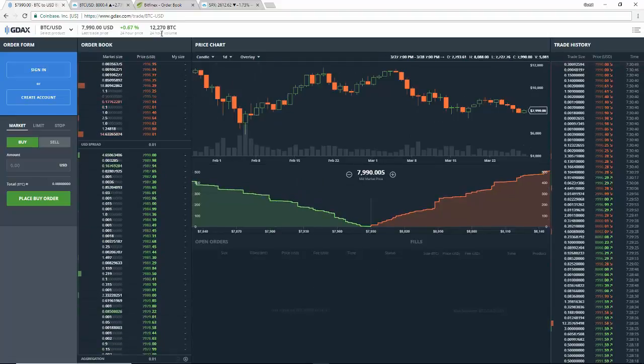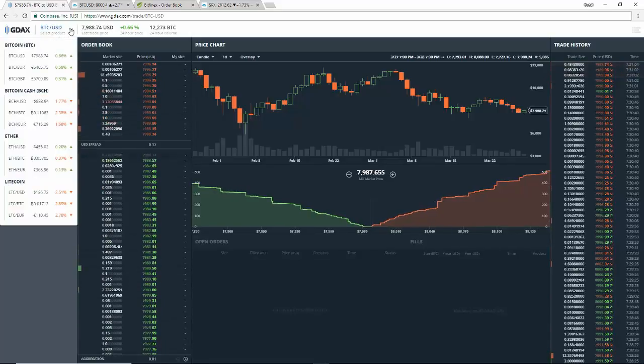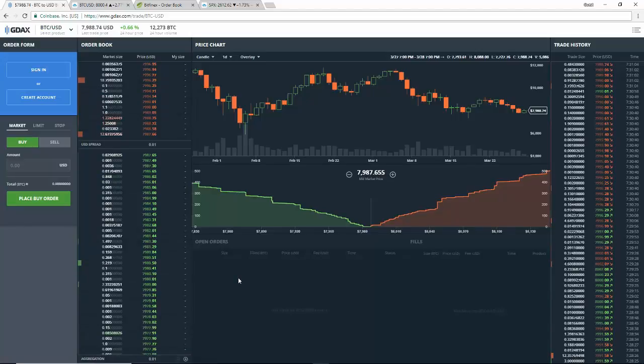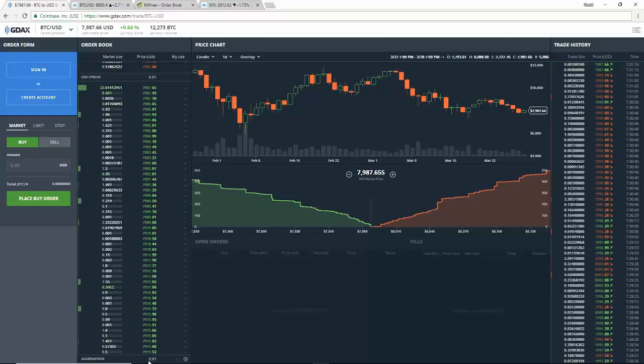Over the last 24 hours, at the time of this recording, there's been a total of 12,270 Bitcoin traded. Now, this number is going to fluctuate. It's going to change depending on the asset you are looking at. And what I want you to understand is with the depth of the market we're currently getting, we don't have the ability to see too many levels based off of the current aggregation type.